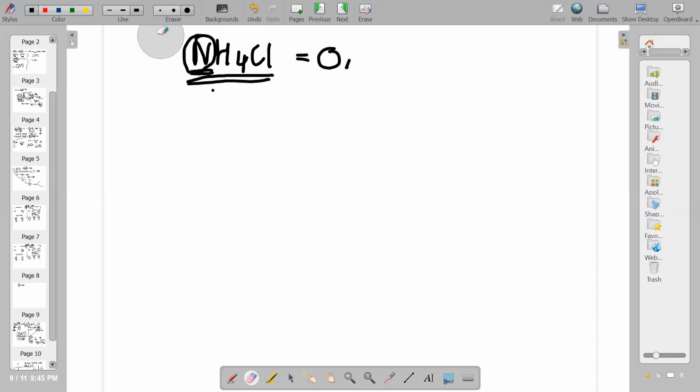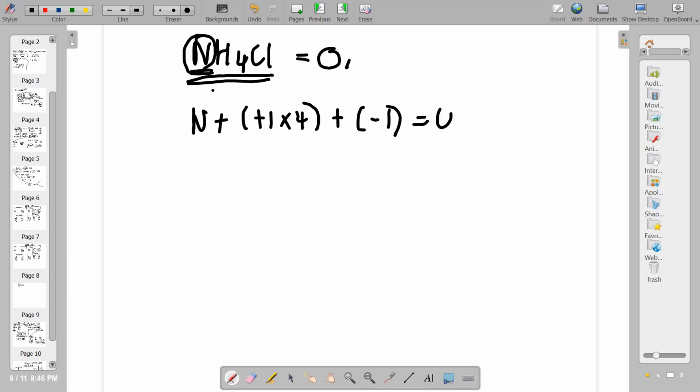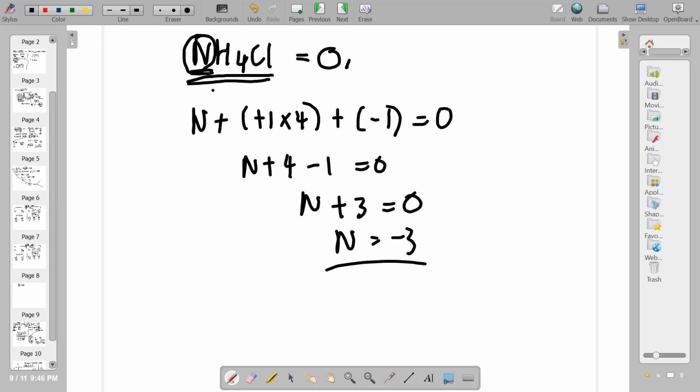Okay, so how am I going to start this question? I'm going to leave N as N, and I'm going to get the oxidation number of hydrogen. What's the oxidation number of hydrogen? 1. How many hydrogens do I have here? 4. So 1 times 4, plus Cl. What is my oxidation number? Minus 1, equals 0. So N plus 4 minus 1 equals 0. N plus 3 equals 0. N equals minus 3. That's your answer.